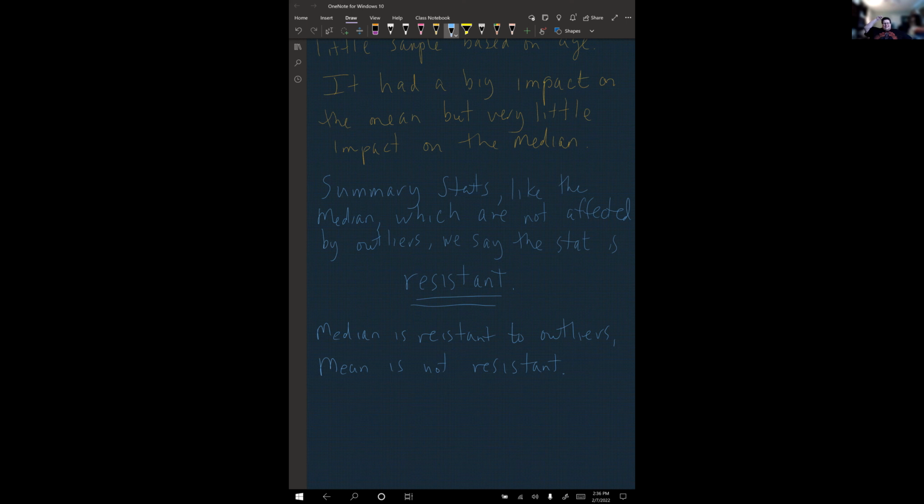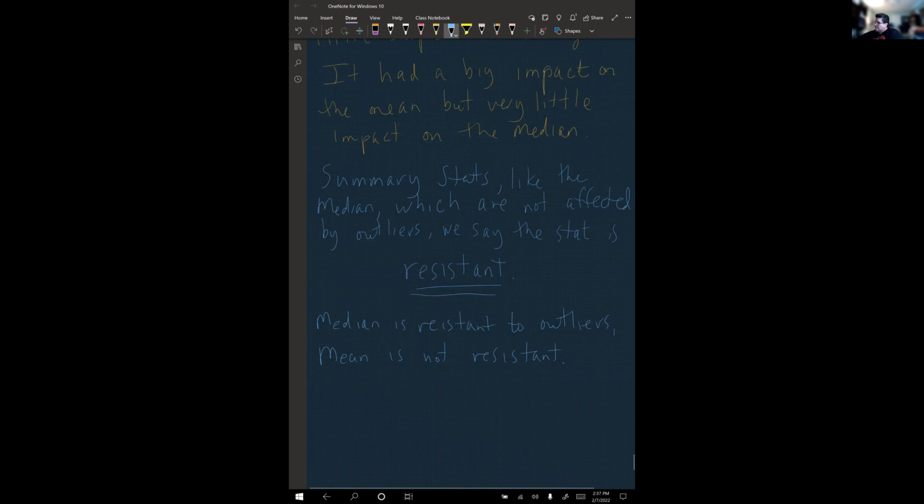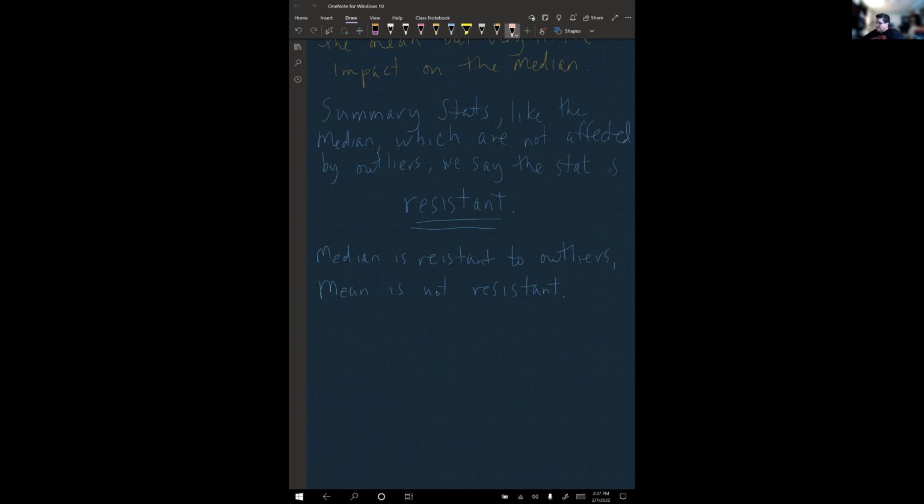And so that idea actually helps us choose what we want to use to count as our center for a data set. This motivates the choice for a center.